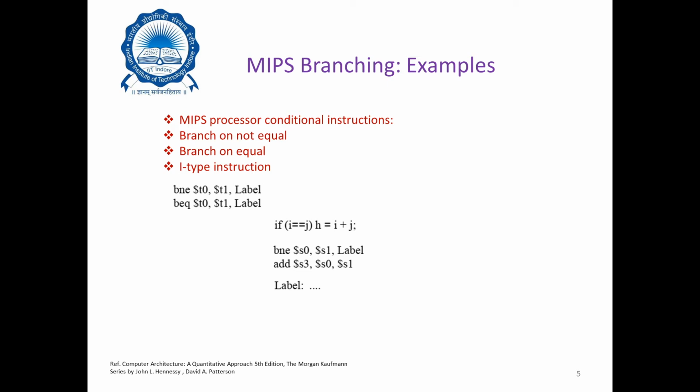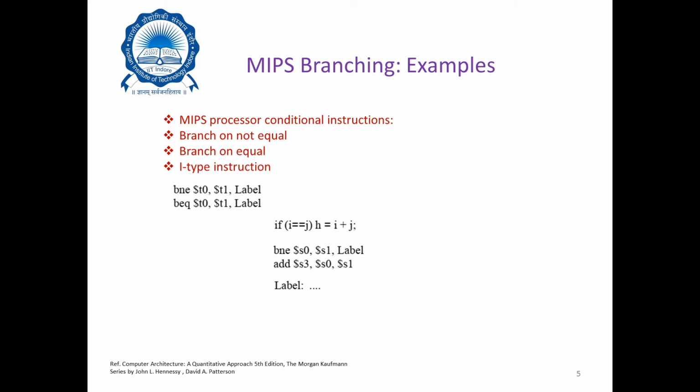So let's say BNE $t0, $t1, label is one of the examples of how it can be written. Second is BEQ $t0, $t1, label. So let's do an example. Let's say if i equals j, then h equals i plus j. What I'm saying here basically is, if we associate the variables i and j with the $s0 and $s1 registers, then we can write the first step to check it as BNE $s0, $s1, label. That is, branching will happen if the contents of these two are not equal, and then it will jump to a particular location which is given by label. So it will jump to label.